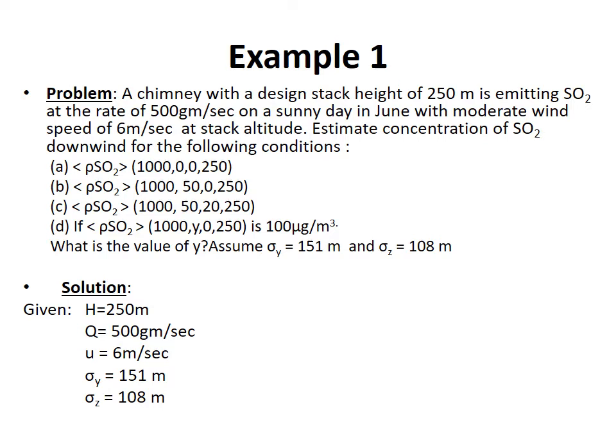So let's see what is already given. It is given in the question that the stack height is 250 meter, that is h equal to 250 meter. The rate at which the sulfur dioxide is emitted is 500 gram per second, so Q is 500 gram per second. The wind speed is 6 meter per second, that is u equal to 6 meter per second. Also, sigma y is given as 151 meter and sigma z equal to 108 meters.